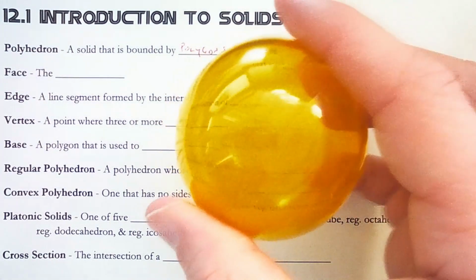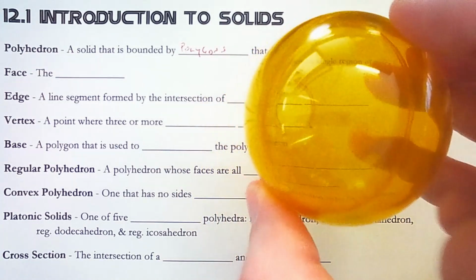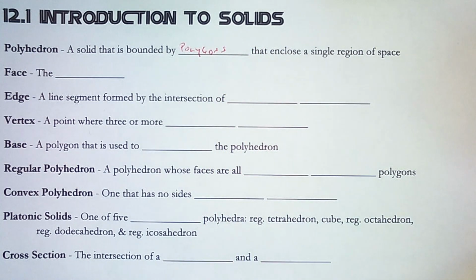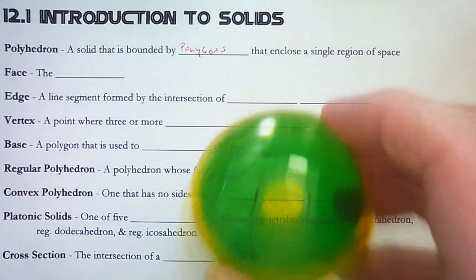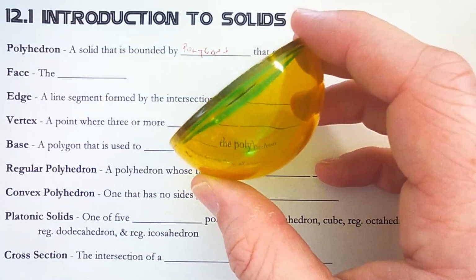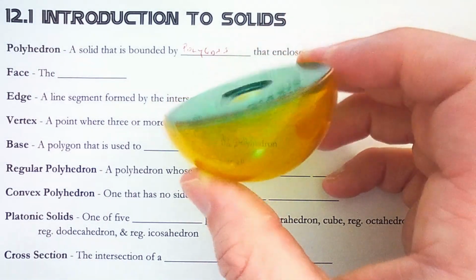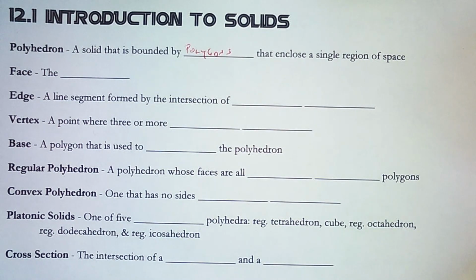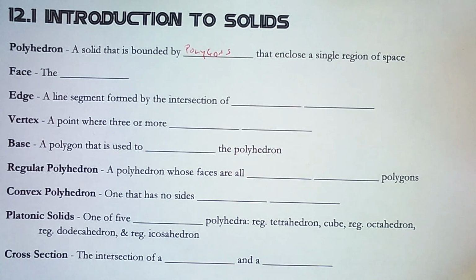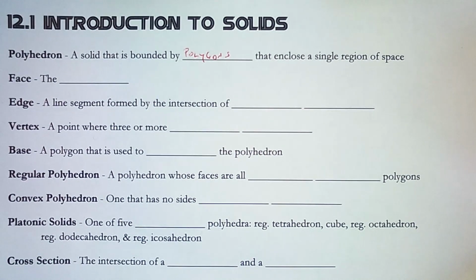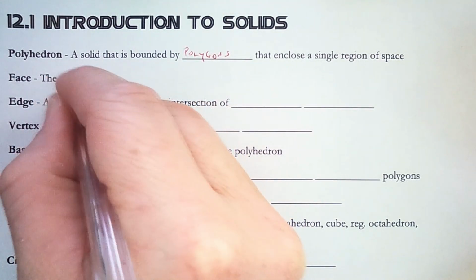Here's a sphere. A sphere does not have any polygons, so it is not a polyhedron. And last, I have a half sphere or a hemisphere, and it's got a base that is a circle, so it is not considered a polyhedron. So we want to recognize what is and what is not a polyhedron. In order to be a polyhedron, it must have polygons for every side. Okay, so a face of a polyhedron is a polygon. So the faces are the polygons.